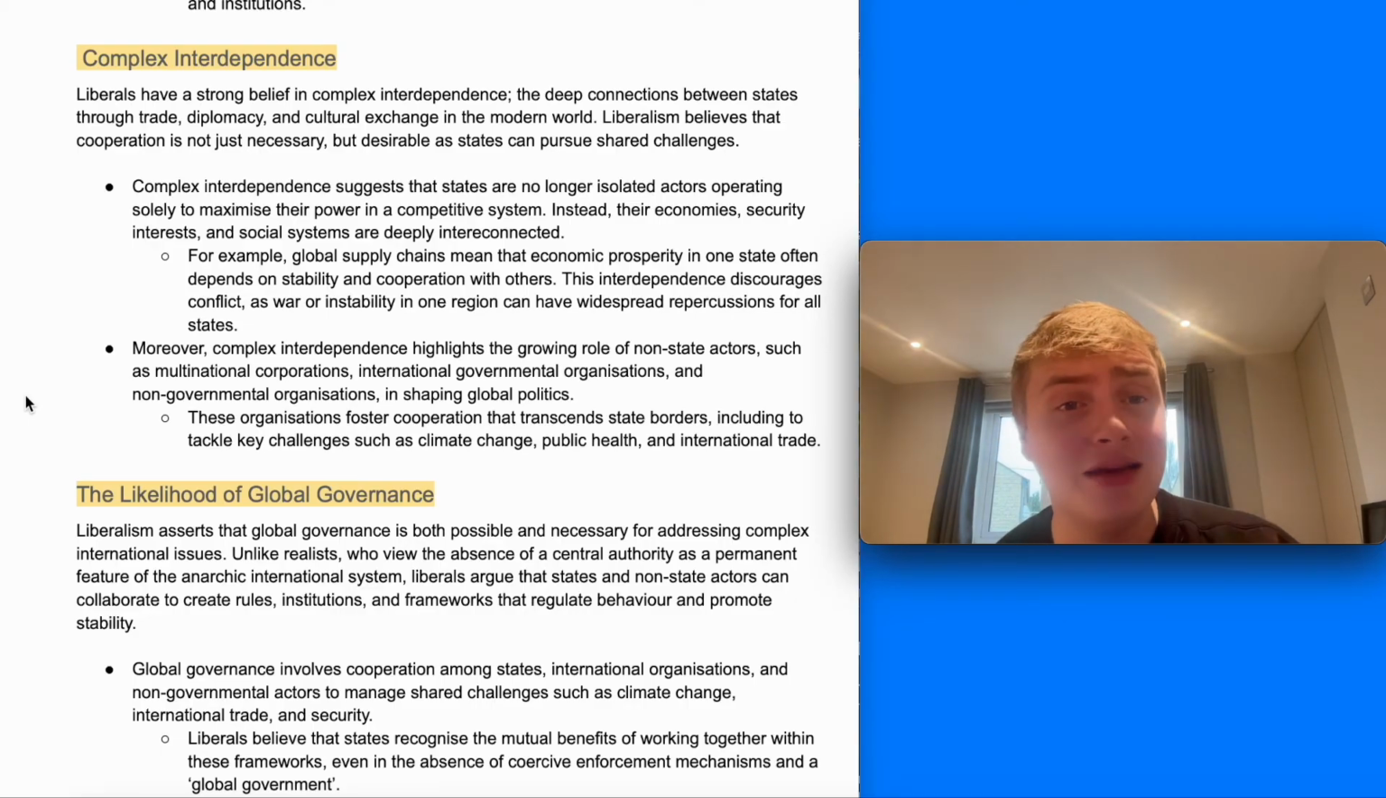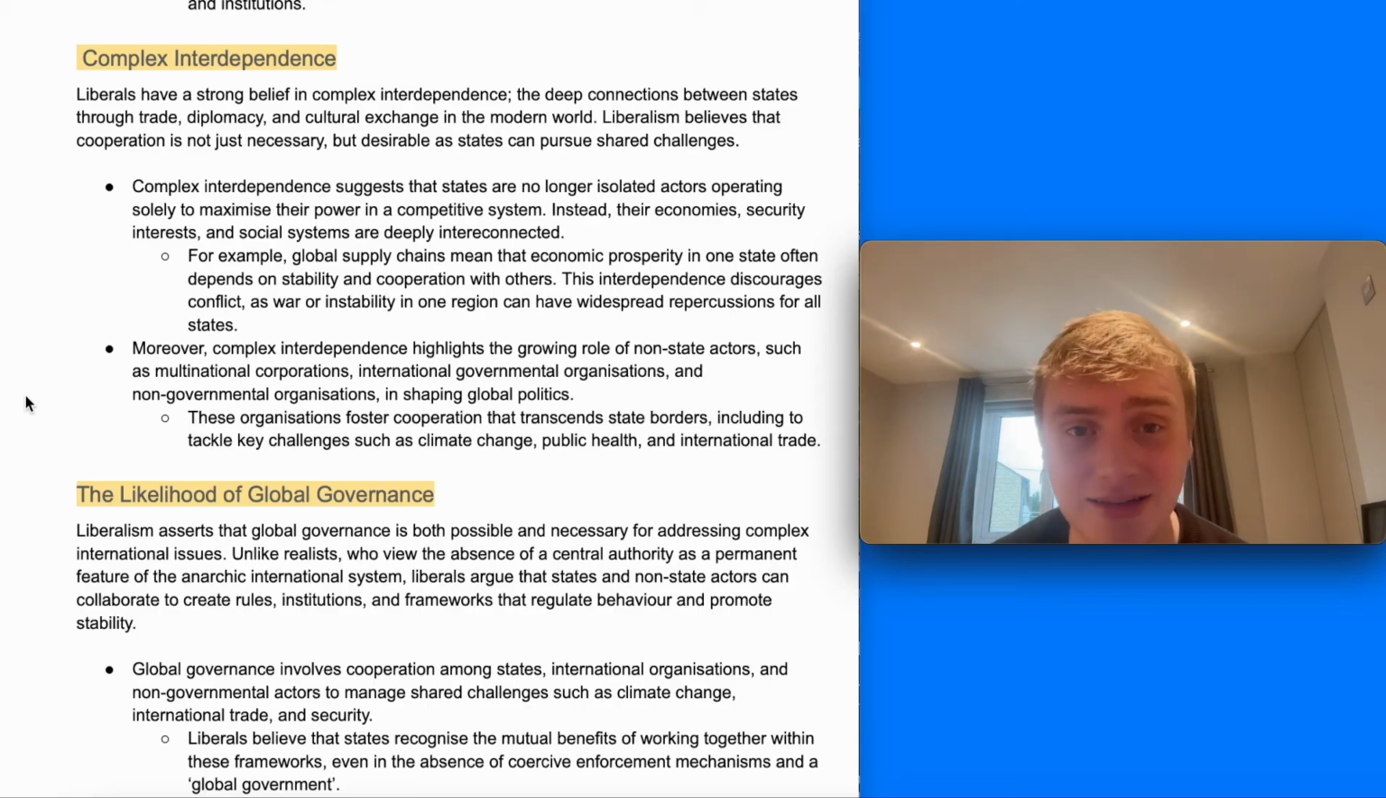So complex interdependence suggests that states are no longer isolated actors operating solely to maximise their power in a competitive system. Instead, their interests are deeply connected due to how interdependent their economies are. Global supply chains, for example, mean that economic prosperity in one state often depends on stability and cooperation with others. And this discourages conflict for all states, as if there's conflict in one part of the world, that really influences the whole of the world.